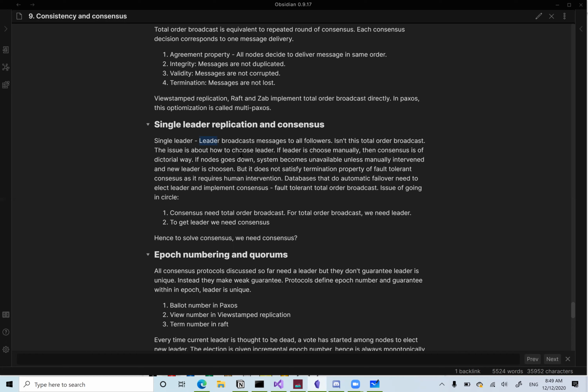Then who would decide the leader? Is that the administrator? Yeah, the administrator is deciding the leader, and that's why it's not a fault tolerant consensus, because the system will not automatically be able to tolerate a fault if the leader goes down. Then the admin has to step up and decide who the new leader is.